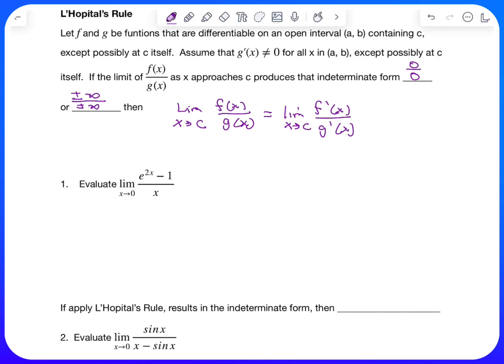So let's look at example 1 here. We'll find the limit as x goes to 0 of e to the 2x minus 1 over x. So let's try direct substitution, replacing every x with 0. On the numerator, I get 0, and on the denominator, I get 0. So this is an example of the indeterminate form. So applying L'Hopital's rule, I'm going to take the derivative of the top, which will give us 2e to the 2x, and the derivative of x is 1. And then I'm going to do direct substitution, replacing every x with 0, and I end up with 2 as my answer.